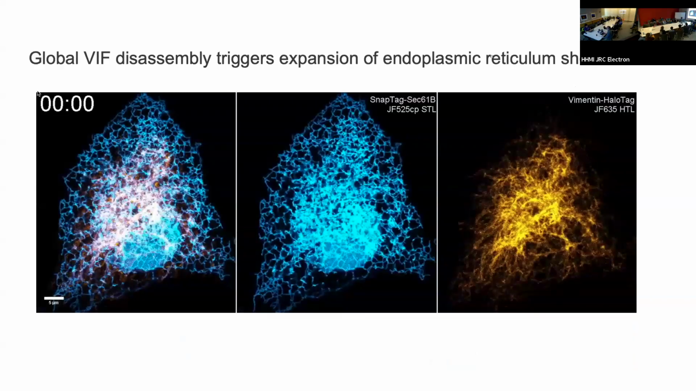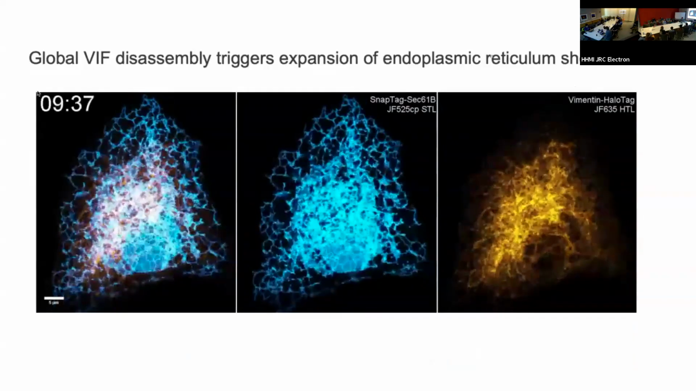Another stark phenotype that we see is that upon global disassembly of vimentin IFs, we see a structural reorganization of the endoplasmic reticulum. So here we have the ER labeled with snap tag Sec61 in the center. On the right, we have our vimentin halo tag FilaBuster probe. What you can see in this initial frame is this ER is highly tubular in the periphery. It has that very characteristic reticular morphology with those polygonal voids separating the tubules.